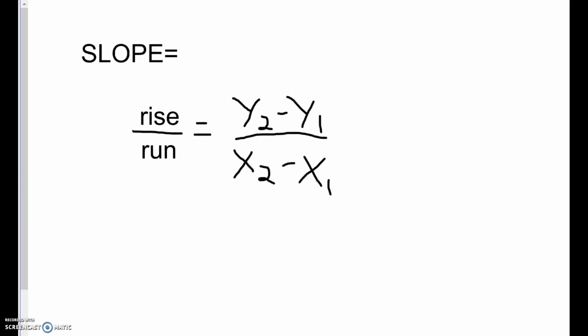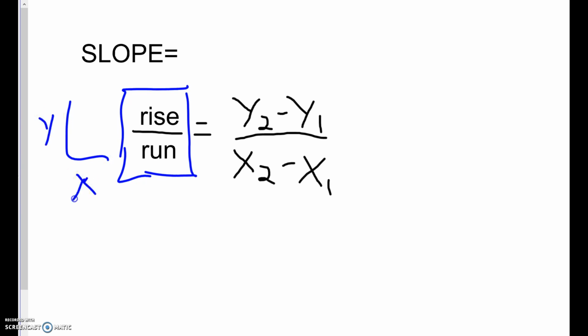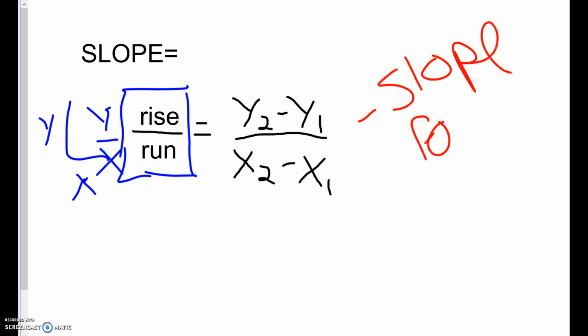So let's talk about slope. A lot of times you will hear me say slope is rise over run. Remember, your up and down on your graph is your y, and your left to right is your x. Rise over run, which is really just your y over your x, like we said before. We also have a formula that's y2 minus y1 divided by x2 minus x1. This is called your slope formula.